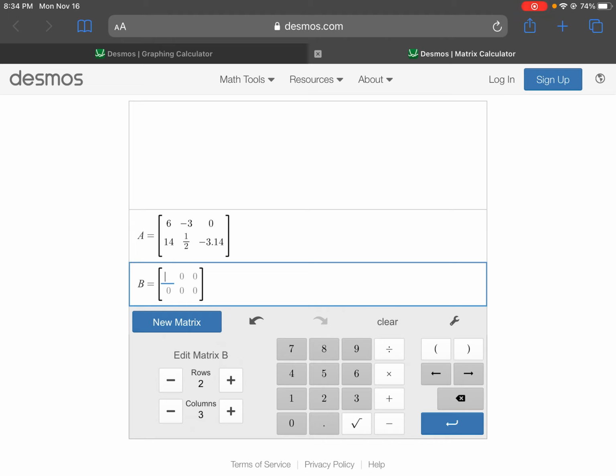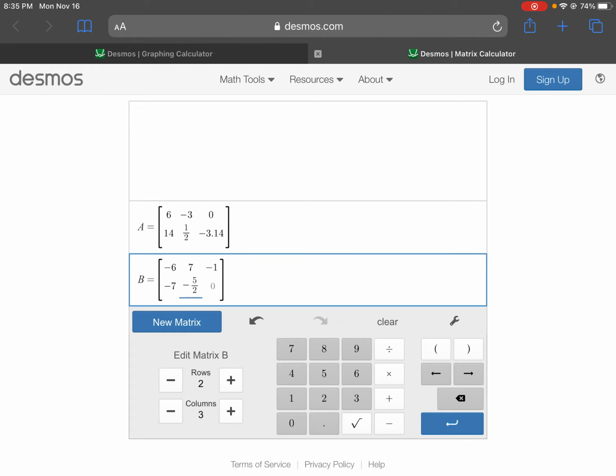And let's put in the elements of matrix B. So matrix B had a negative 6, a positive 7, a negative 1, a negative 7, a negative 5 halves, so I'll just do negative 5 divided by 2, and a 3 pi. Now again, for some reason the Desmos matrix calculator can't handle pi as the variable pi, so instead of saying 3 pi, we'll do 3 times 3.14.